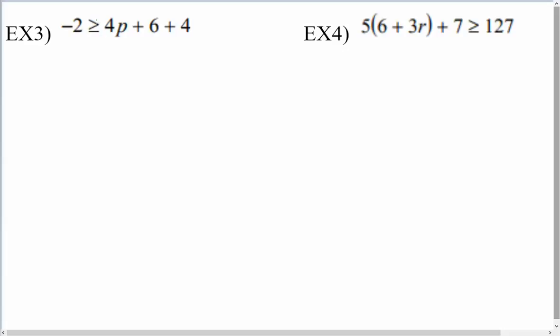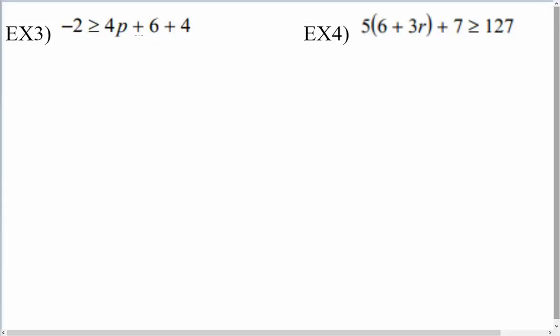So since this sign is greater than or equal to, if we were to multiply or divide by a negative, it would have to switch to less than or equal to. So just making sure that you're aware of that. But going through and solving this particular one, so again, same 5 steps. So step 1, distributive property. I don't see any parentheses, so I get to skip.